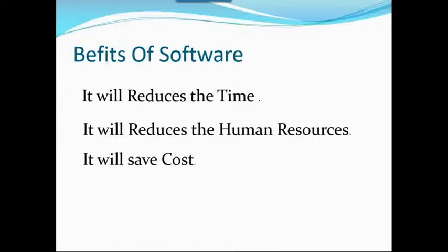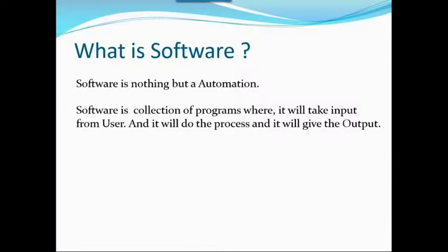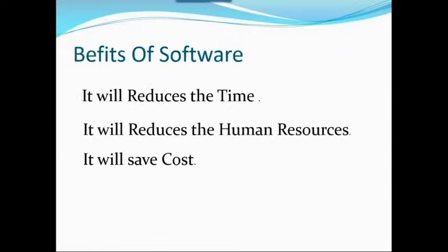Okay. Thank you. So you understand what is the difference between manual testing and automation testing? Good. So what are the benefits of automation? If you are using automation testing, what will happen? It will reduce the time, it will reduce the human resources, and finally it will save the cost. So this is mainly the difference between automation testing and manual testing.